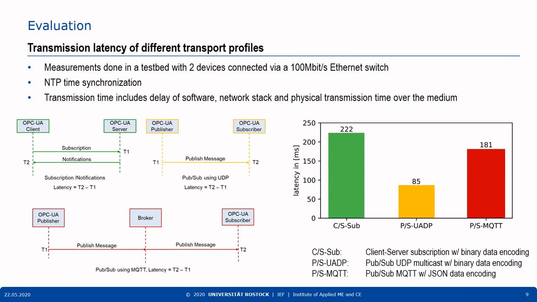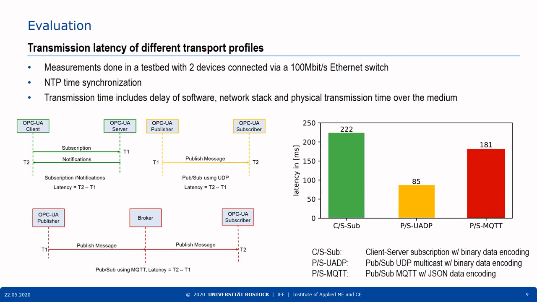So in the first scenario, we had a look at the transmission latency over different transport profiles. One was a client-server subscription. The second one was a publish-subscribe UADP brokerless version. And the third one is a publish-subscribe MQTT, so a broker-based one. On the left-hand side, you can see the points where we took the timestamps for the three different versions. And on the right-hand side, you see the bar diagrams which reflect the latency.